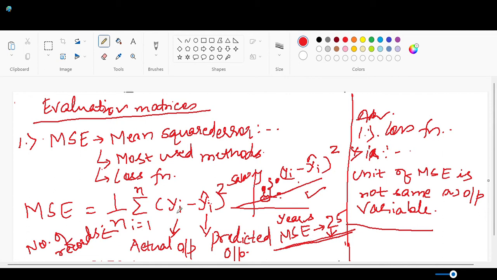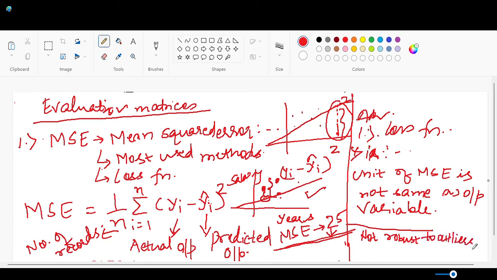And the second disadvantage is that if there are outliers in your data, then the MSE will get very highly impacted. For example, this is your data, this is the best fit line, and there is a value here. This is basically an outlier. अगर हम यहाँ पे देखें तो ये जो distance होगा ये बहुत ज़्यादा होगा, and then we are taking a square of it. So if there are outliers, MSE will get very highly impacted. So we say that it is not robust to outliers. So now let's move on to the next evaluation metric.